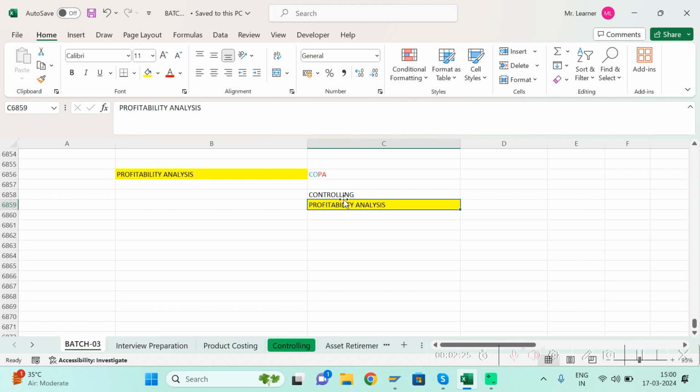Now what is the use of profitability analysis? Why do you need to implement the COPA submodule from controlling, or let's say the profitability analysis submodule? Why is it required?